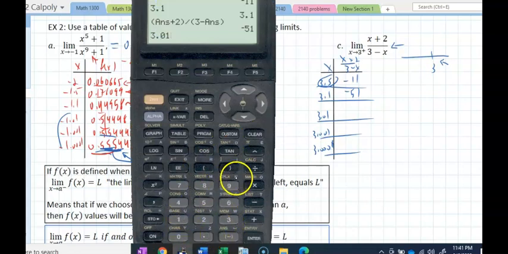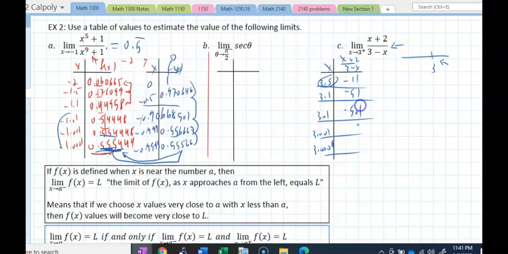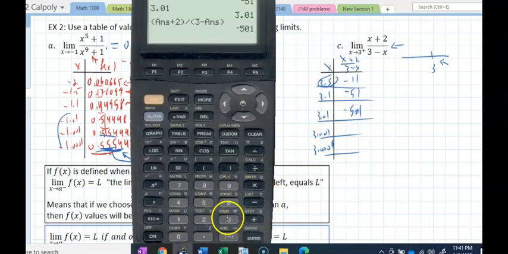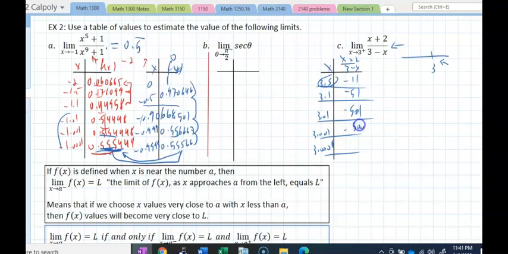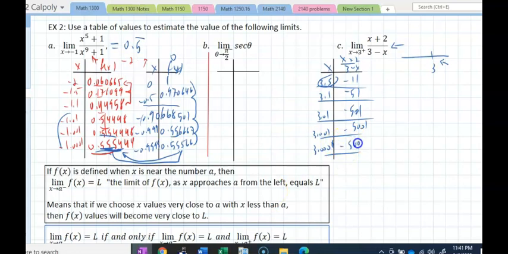How about 3.01? Negative 501. How about 3.001? Negative 5,001. Well, if you're not seeing it, you keep on picking numbers on the homework until you see it. Until you're confident that this number is reaching... 50,001. So do you see that this is getting bigger and bigger in the negative side? So what do you think that's going to approach as I get closer and closer and closer? It looks like it's going to approach negative infinity.